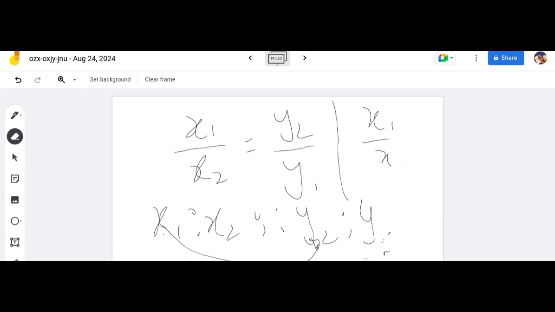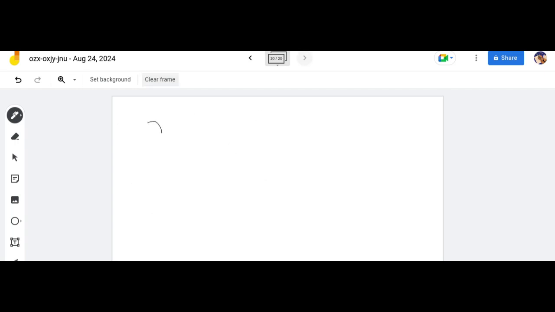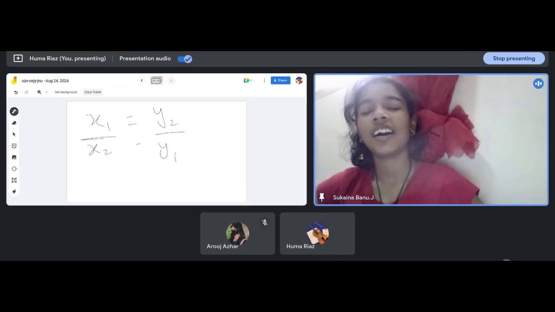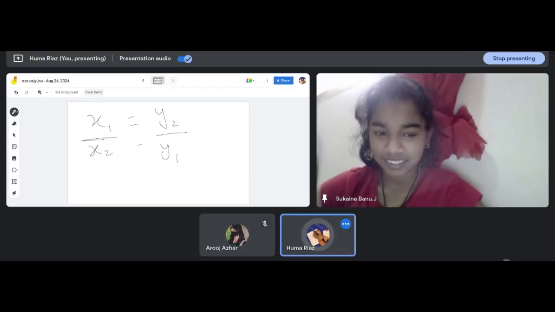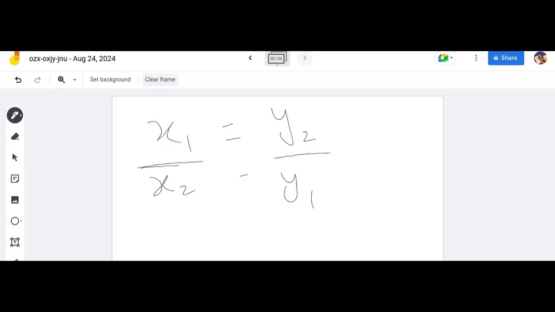Understood? Any question? No, ma'am. In inverse proportion, x1 is paired with y2, and x2 in inverse proportion is paired with y1. It's ulta, like inverse. Their positions are reversed, they have changed.